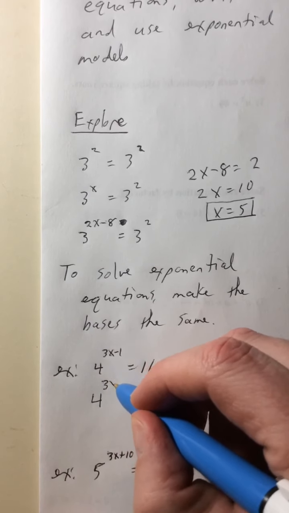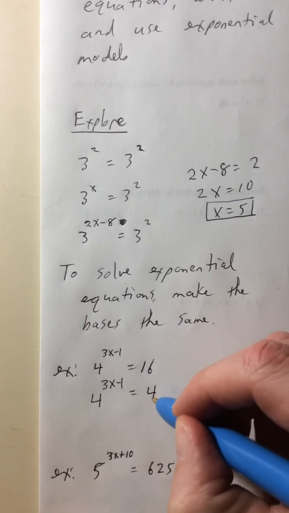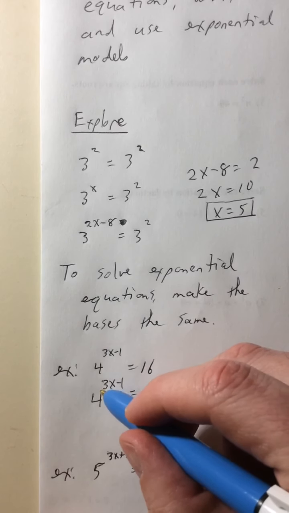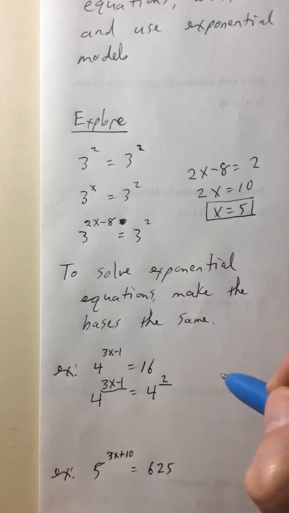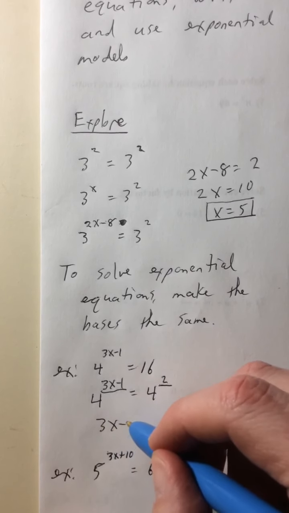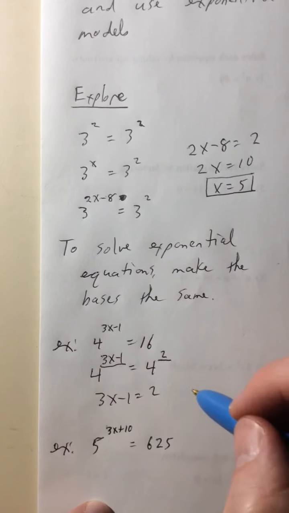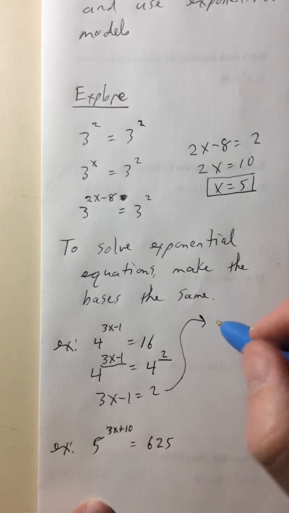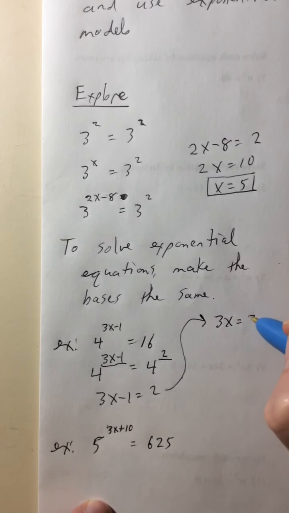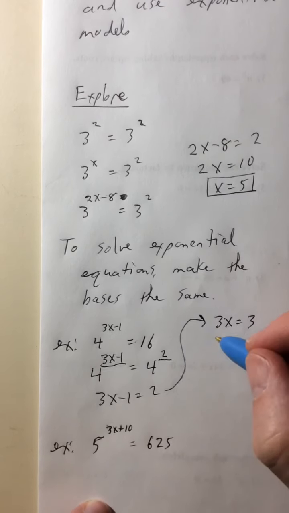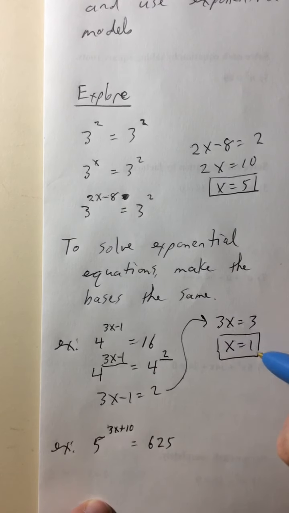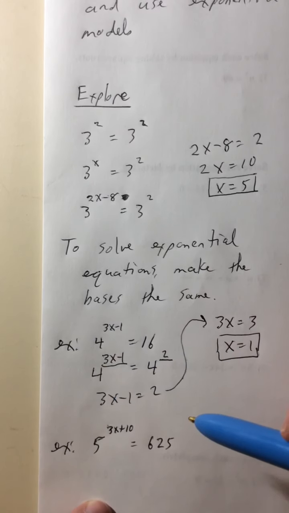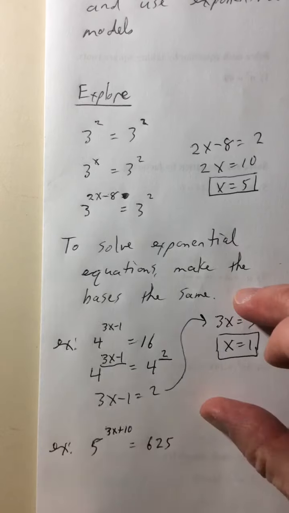So 4 to the 3x minus 1 equals 4 to the 2. So now we have the bases the same, and that means all we need to do is set the exponents equal to each other. So we get 3x minus 1 equals 2. Add 1 to both sides. We'll do that work right up here. So we're going to add 1 over here, so it's going to make 3. So 3x equals 3, or x equals 1. And there it is. It's that simple, right? Just make the bases the same, set the exponents equal, boom, solve the equation, easy stuff.